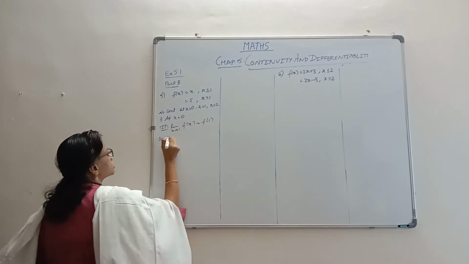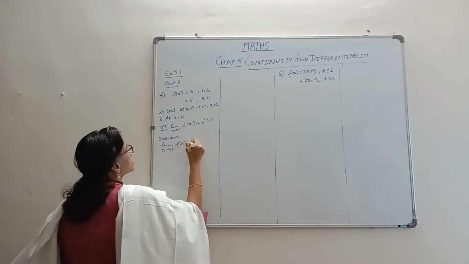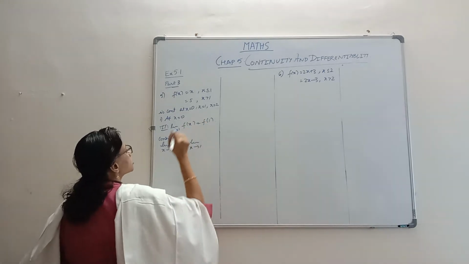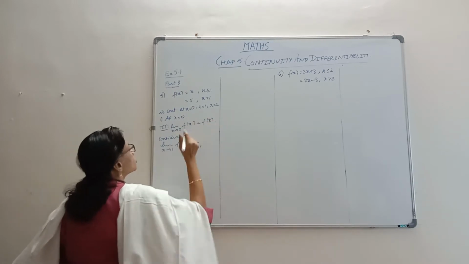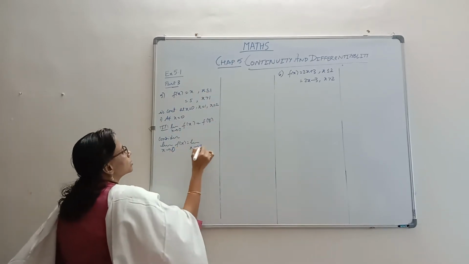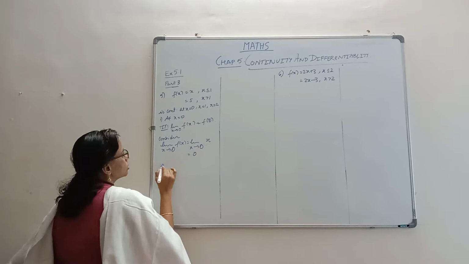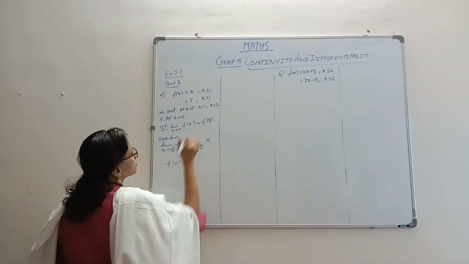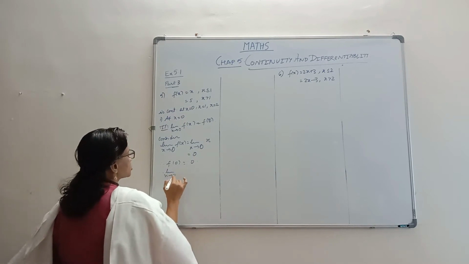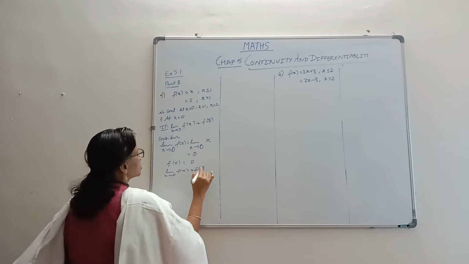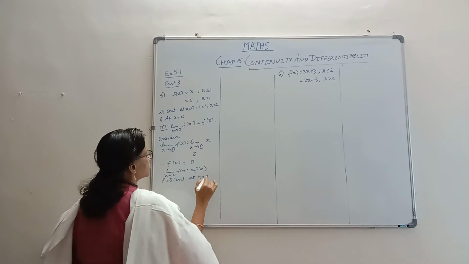So consider limit as x tends to 0 f of x. So at 0 means it is in this part. So the function is defined as x. So that means as x tends to 0, it is 0. And f of 0, because when we look at the domain, it is lying here, that is also 0. So therefore limit as x tends to 0, f of x is f of 0. Therefore f is continuous at x equal to 0.